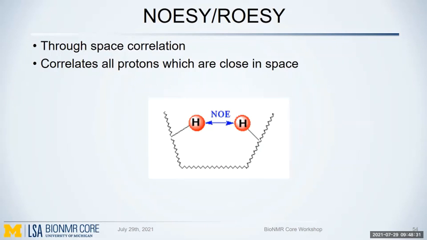And there are another type of experiments that is called NOESY and ROESY that actually give you through space correlation. So these 2 protons do not have to be J coupled. As long as they are close in space, you will observe a correlation peak. So this kind of experiment correlates all protons which are close in space. Generally speaking, if they are within 5 angstrom, you will be able to see a cross peak in those experiments. And we call this cross peak an NOE peak.